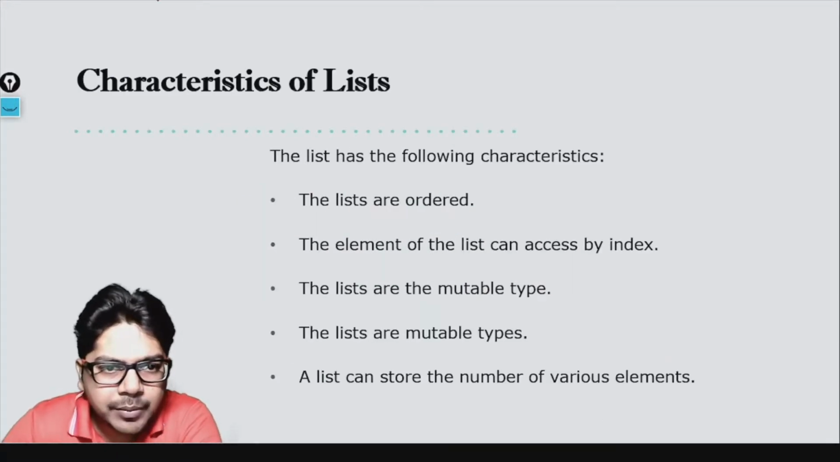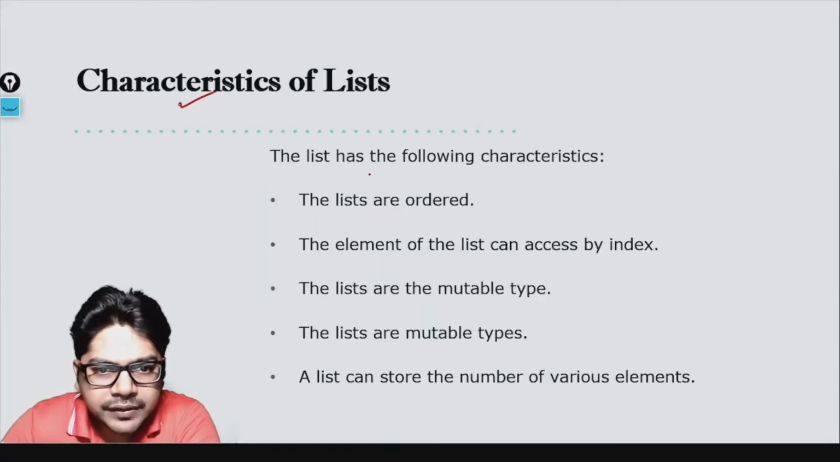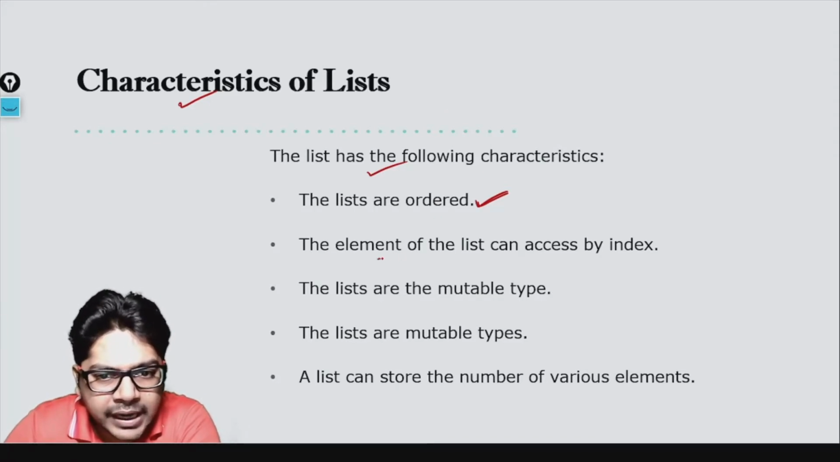Going further, talking about the characteristics of a list. So the list has the following characteristics. The lists are ordered. Okay, it means the first item is the first item, the second item is the second item. They will always come in order. The elements of the list can be accessed by the index.